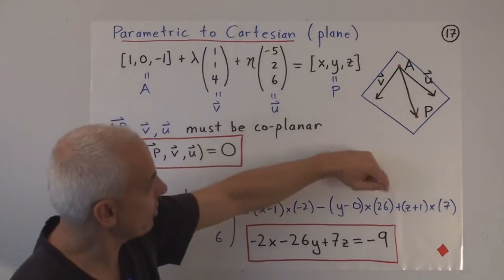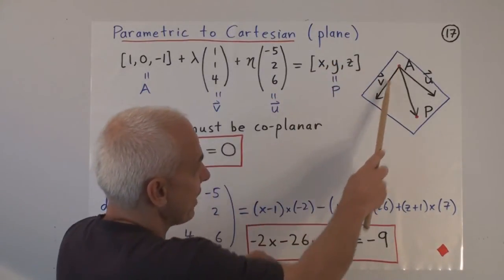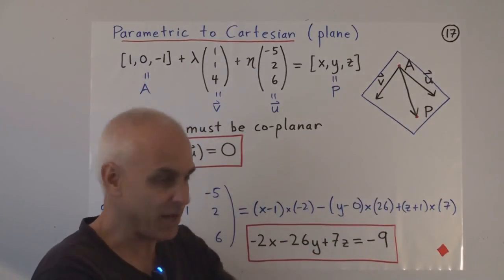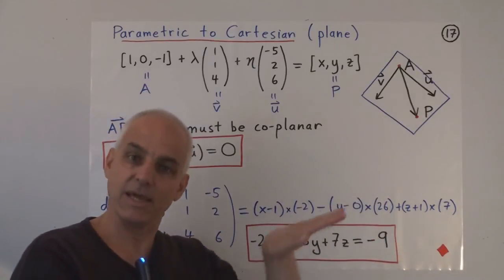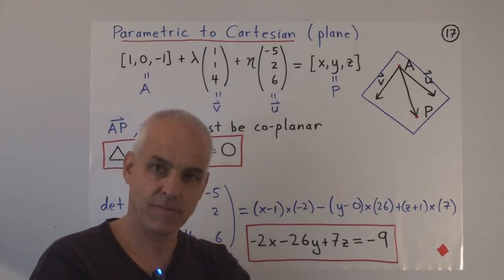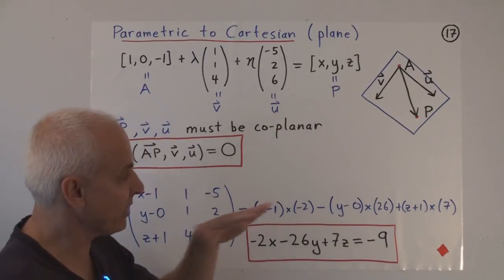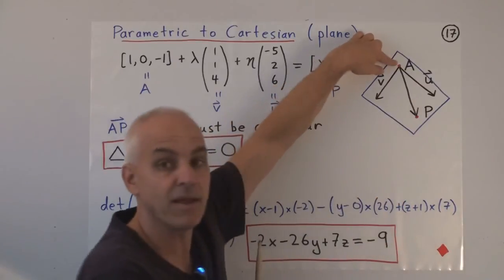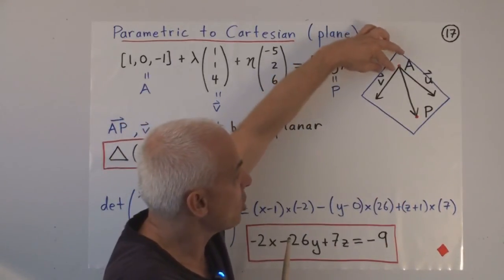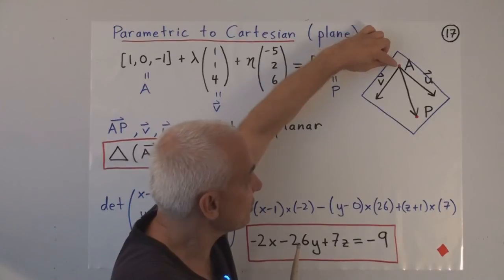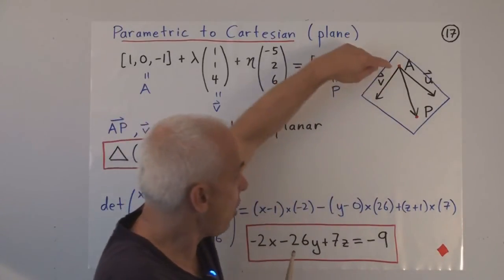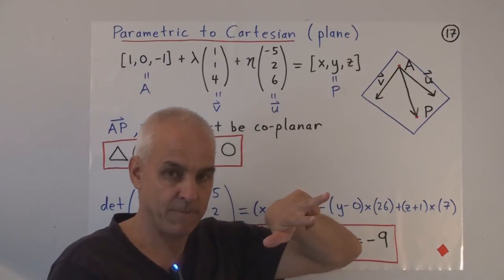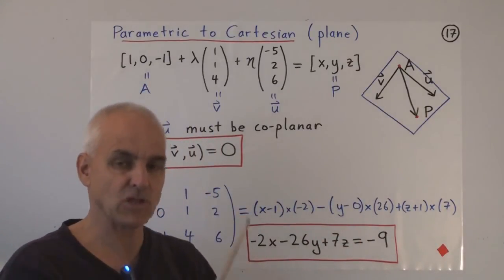Okay, so here's the picture. There's our point A. There's our vector v, which lies in the plane somewhere. There's a vector u, which is another vector lying in the plane. Here's an arbitrary point P in the plane. And what's the relation that we can use? The relation is that the vector joining A to P is in the same plane as the vectors v and u. All three of these vectors lie in a plane.